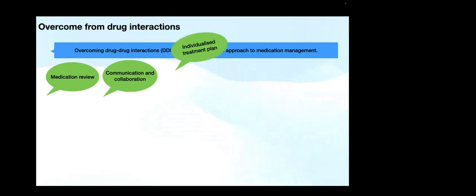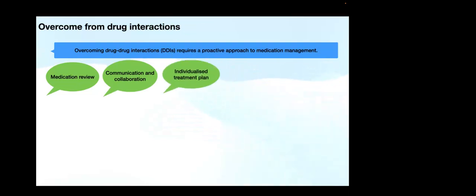Let's see how we can overcome drug interactions. Overcoming DDIs, that is drug-drug interactions, requires a proactive approach to medication management. That includes, first on the drug-drug interaction side, medication review. Conduct a review of a patient's medication profile, including prescription medications and OTC. If the patient is taking any herbal supplements, you have to take that also and identify if there is any drug-drug interaction. Communication and collaboration with other healthcare professionals if the patient is visiting more than one center.